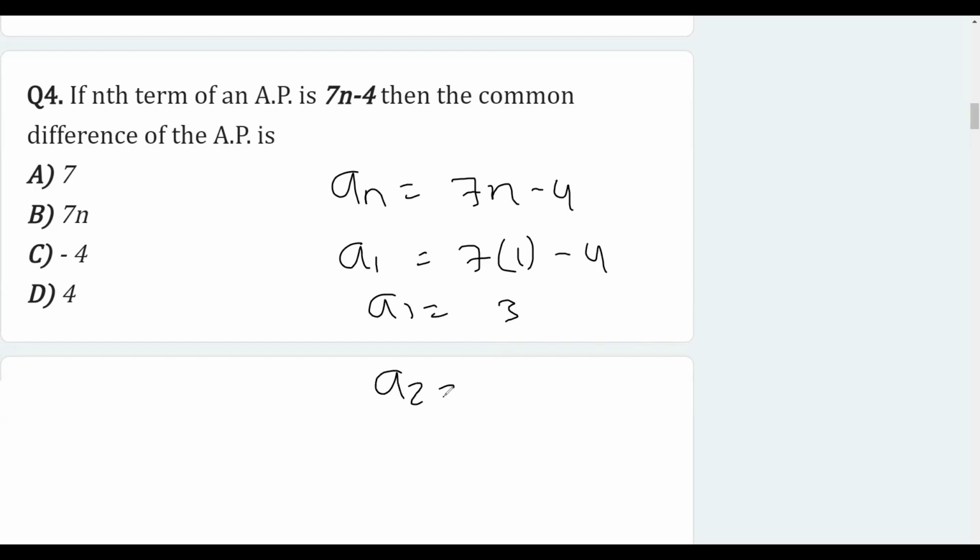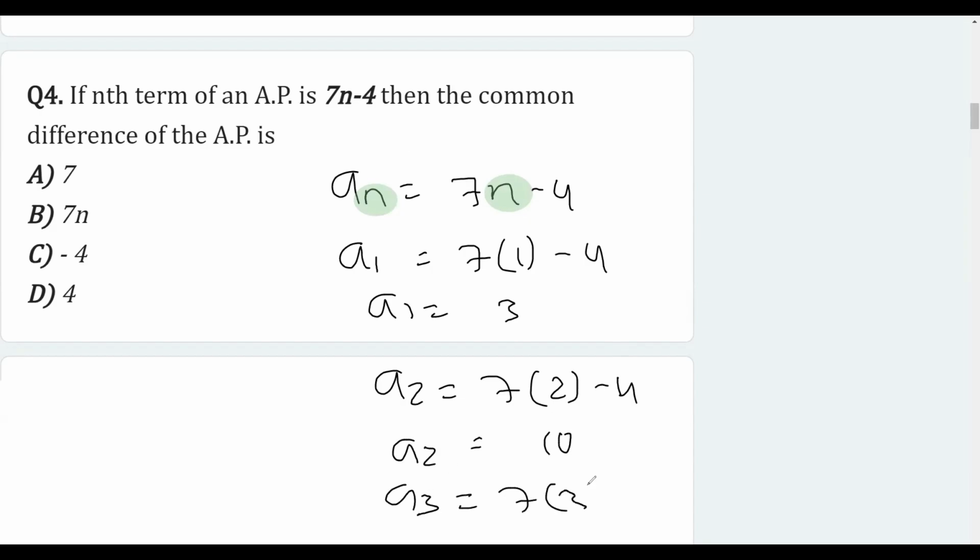Same way, we can get the second term by replacing the n with 2 here. So on replacing n with 2 here, we get 14 minus 4, which is 10. And same way, by replacing n with 3 here, what will we get? 21 minus 4, right? So this is 17.